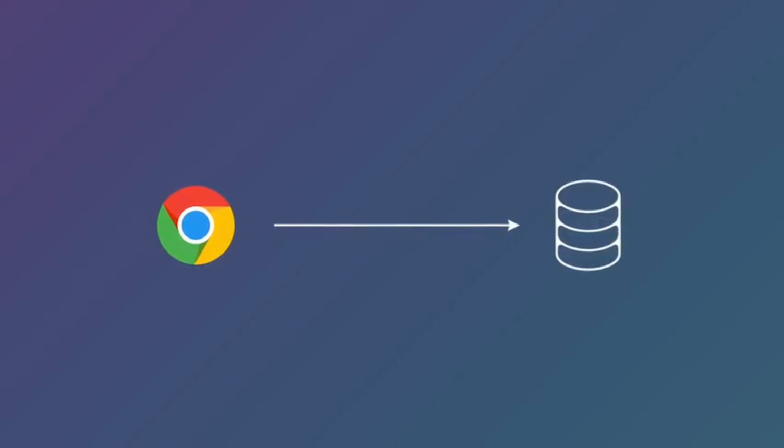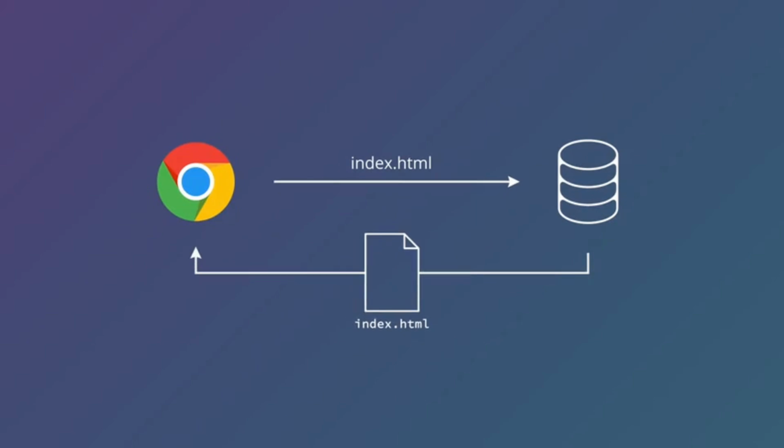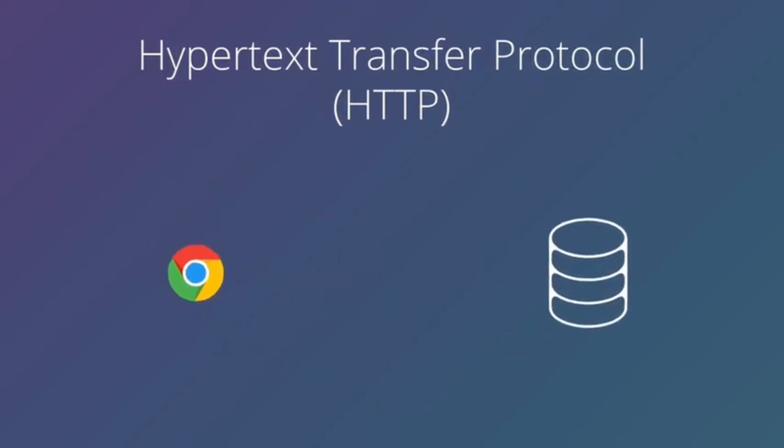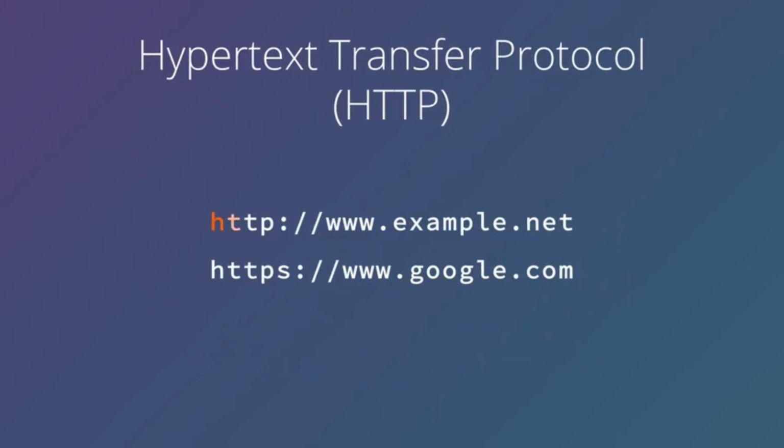When you go to a web page or follow a link, your browser makes a request to the server, asking for a particular document by name. And the server sends a response back to the browser containing that document. Or, if it can't find that document, it sends an error message instead. The rules for how these requests and responses work are called the Hypertext Transfer Protocol, or HTTP. That's why web addresses usually start with HTTP or HTTPS. It's telling the browser how to talk to the server.